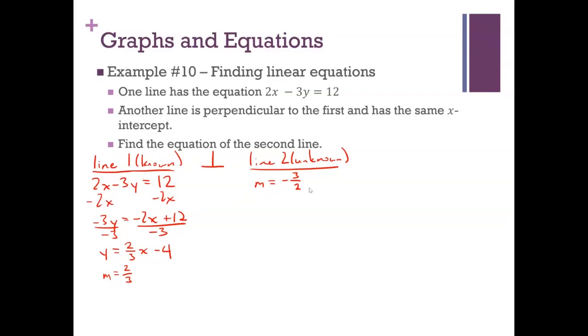They have the same x-intercept. So if I find the x-intercept on the line I know about, I know that point is contained on the second line too. How do I find an x-intercept?